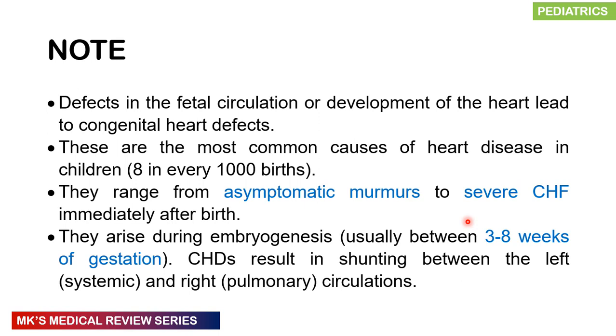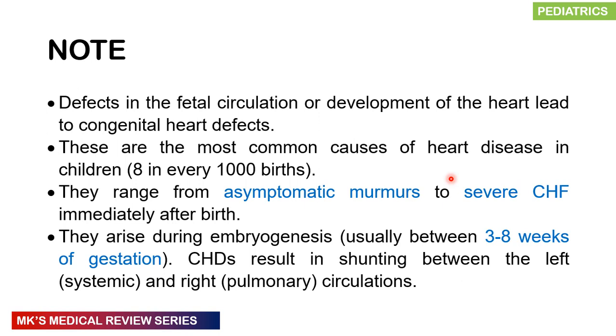They range from a wide range of presentations. They may just give you these asymptomatic murmurs. Sometimes you may have severe congestive heart failure immediately after birth. And they arise during embryogenesis. So usually they're going to be arising between the 3 to about 8 weeks of gestation. And remember that these congenital heart diseases are going to be as a result of 2 to 3 mechanisms.